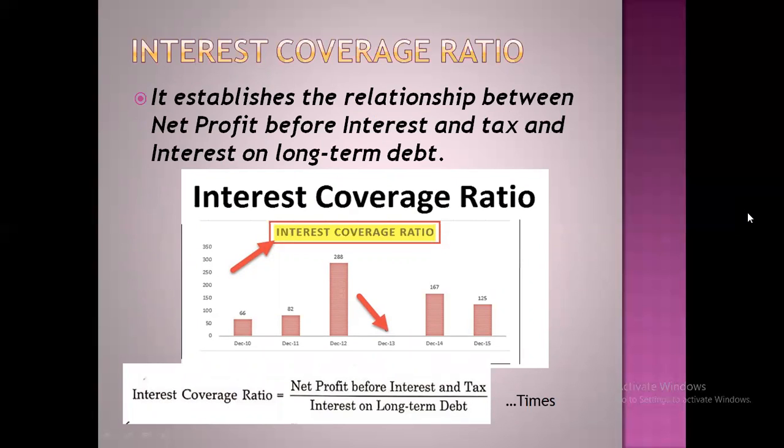This ratio explains the relationship between the net profit before interest and tax and interest on long-term debt. This ratio is calculated to check whether firm will be able to pay the interest on time or not. So the formula is net profit before interest and tax upon interest on long-term debt. So students, one important thing is this ratio is always calculated in times. Please don't forget, this ratio is always calculated in times.